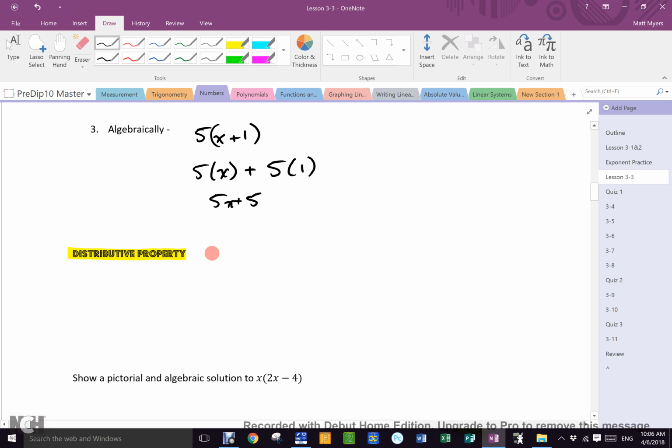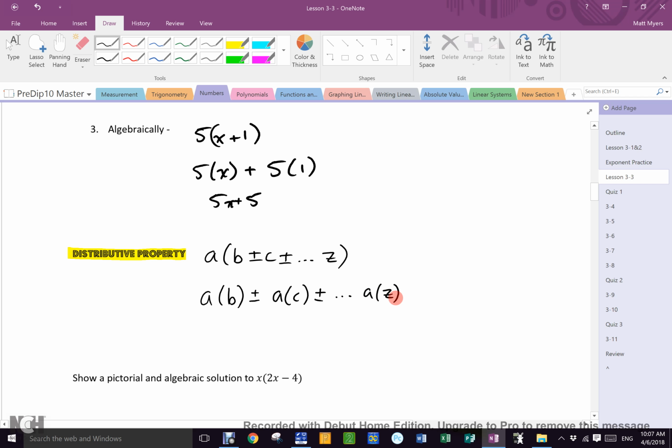Distributive property is this. A times the quantity B, plus or minus C, plus or minus, down to Z, is A times B, plus or minus A times C, plus or minus, down to A times Z.